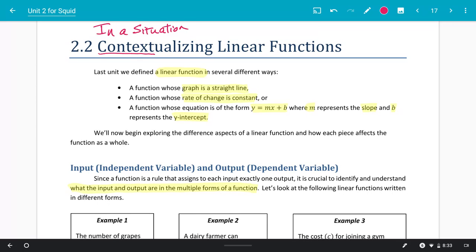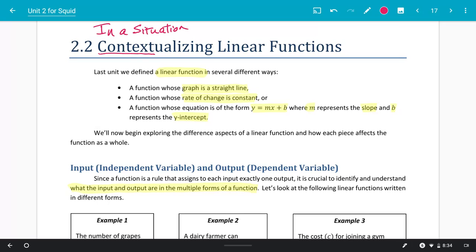So when we're talking about contextualizing linear functions, we're talking about looking for this information in a situation, and what happens in a particular situation. We're trying to take our math here and apply it to the real world. Because remember, math is not just numbers, it's problem solving and logic. All right, so first, we defined a linear function in several ways, okay?